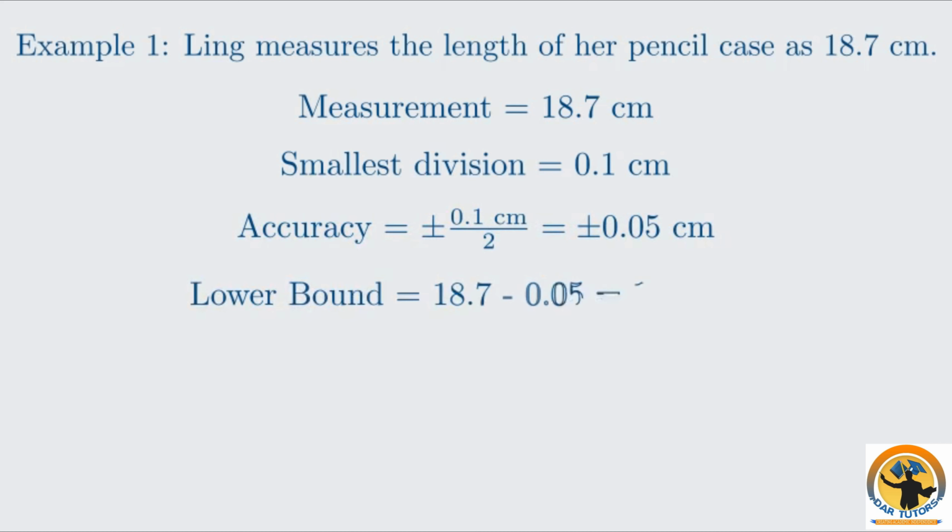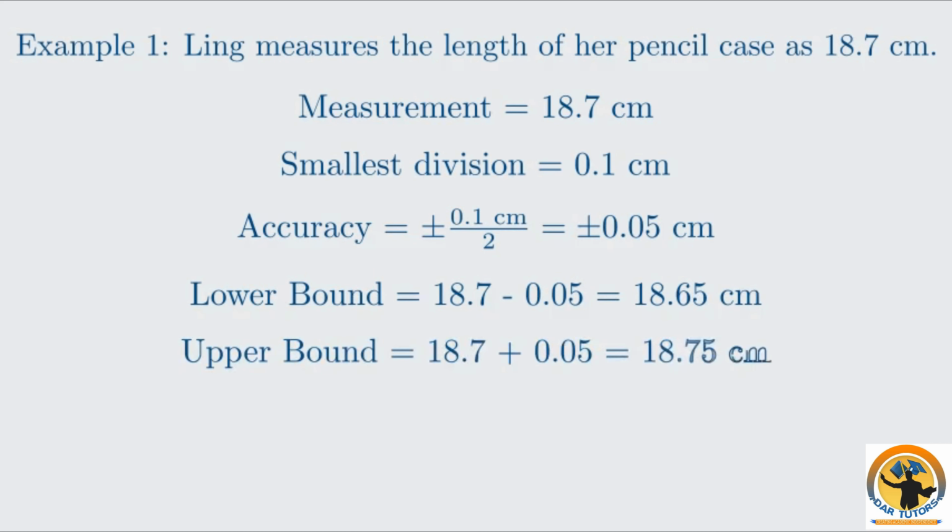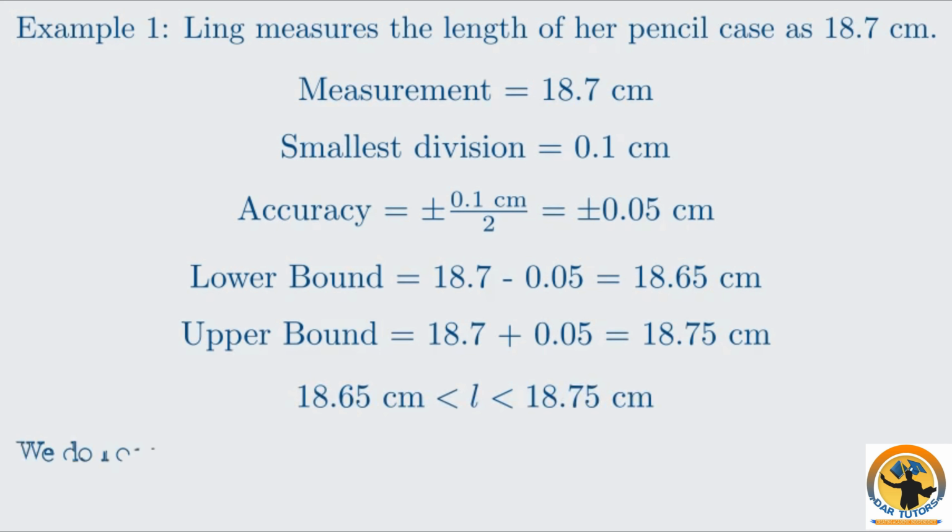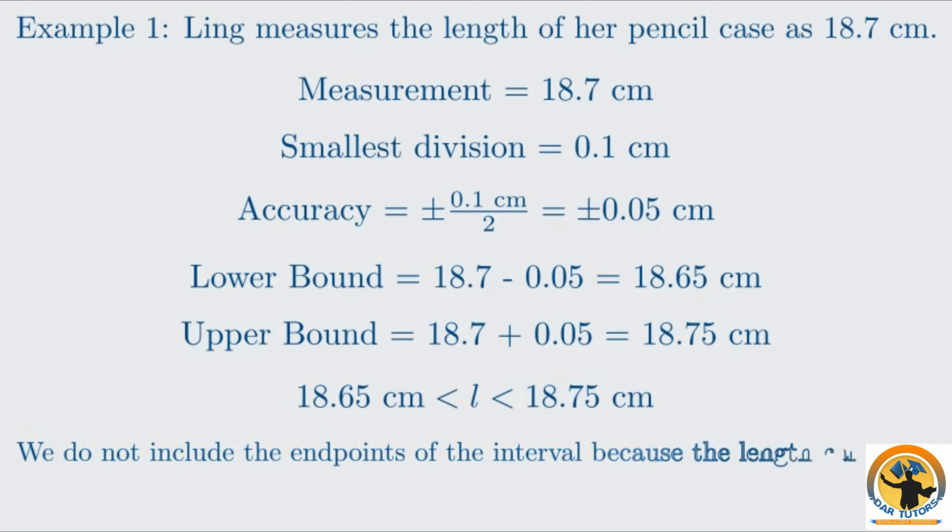Now we can construct the range. The lower bound is the measured value minus the accuracy, which is 18.7 minus 0.05, giving 18.65 centimeters. The upper bound is the measured value plus the accuracy, which is 18.7 plus 0.05, giving 18.75 centimeters. So, the actual length L lies in the interval between 18.65 centimeters and 18.75 centimeters. Remember, we use strict inequalities here because the endpoints themselves are not considered part of the range for a measurement rounded to 18.7 centimeters.